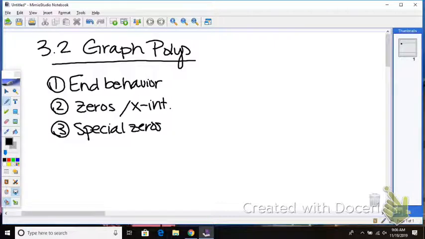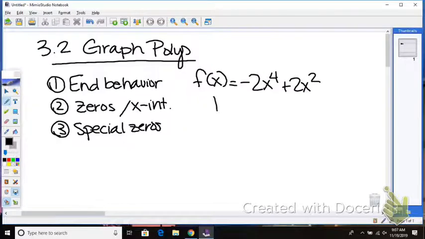Okay, so we're going to start with this first one as the bell ringer, or the bell ringer is going to be our first example. So we already said the end behavior for this one. If I said f of x equals negative 2x to the fourth plus 2x squared, we already said that the end behavior is going to be down, down, because of this negative even, right? So we know it's going to be down, down.